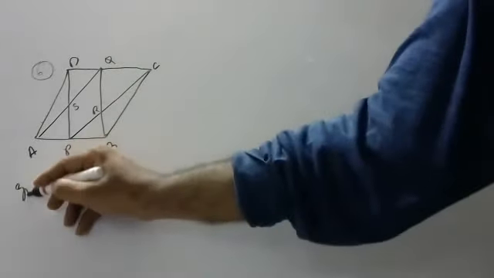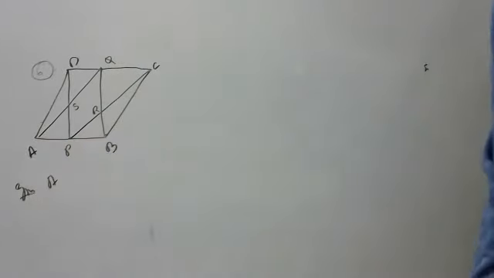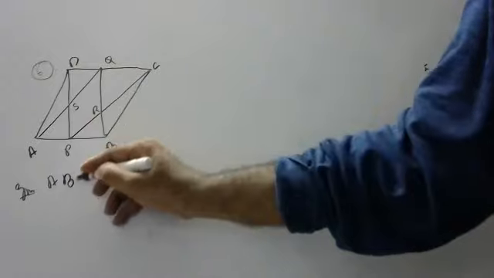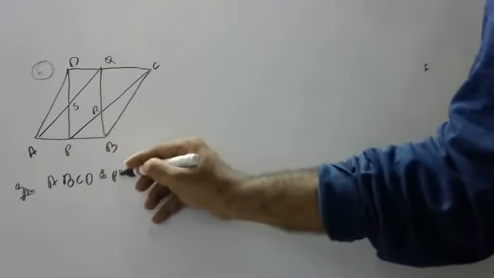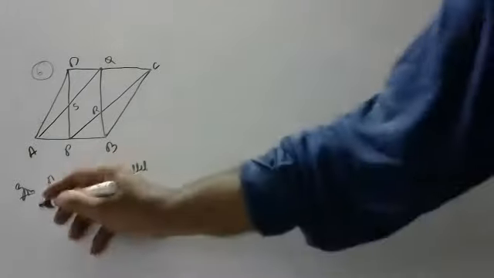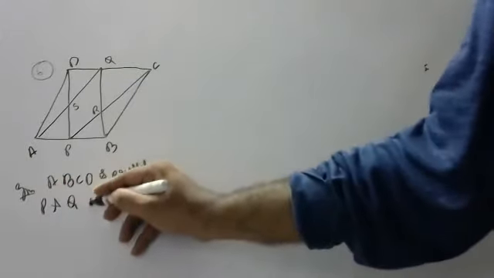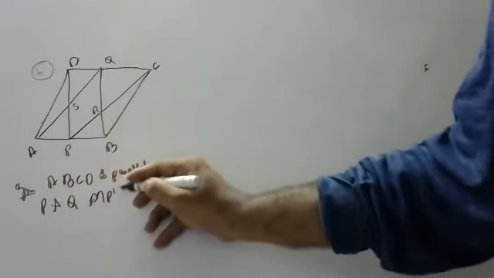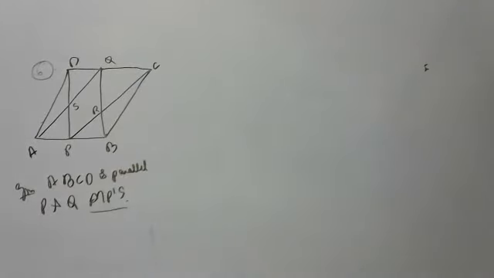Children, given what? Given is ABCD is a parallelogram in which P and Q are the midpoints of the opposite sides. P and Q are midpoints. Don't use short forms, children. P and Q are midpoints of AB and CD.